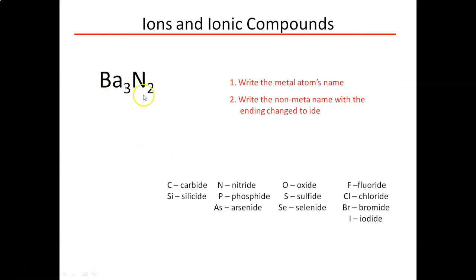What about our barium with our nitrogen? Our 3 barium ions with our 2 nitrogen ions. Again, we're going to write the metal name first, then the non-metal name, and we're going to change the ending to IDE. So this is called barium nitride.